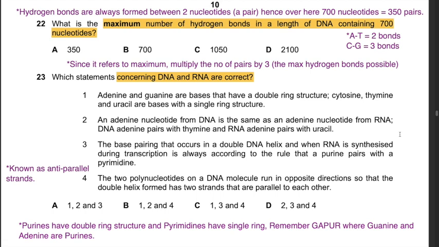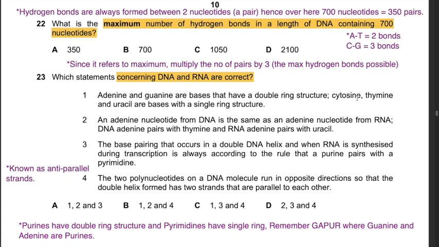And since the question refers to maximum, which is highlighted over here, the word maximum is in bold, hence, you should always go for 3 bonds being present between two nucleotides. That is, for each pair there will be 3 bonds, because it refers to maximum number of hydrogen bonds. Do remember that there are 4 types of nucleotides in DNA: A, T, C and G. So A binds with T using 2 bonds and C binds with G using 3 bonds. Since the question refers to maximum, we have to assume that all of the nucleotides in this DNA containing 700 nucleotides will have either the base C or the base G.